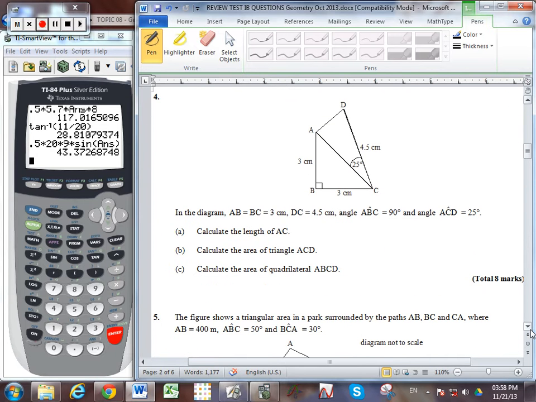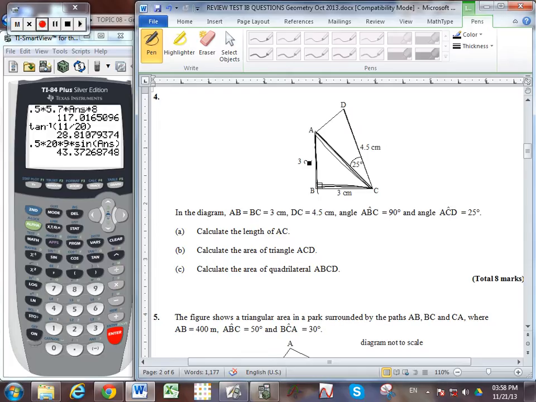Number 4. We've been given all of this information. Thankfully, it's all been put into a diagram for us. Let's start by calculating the length of AC. Now, AC belongs to a right triangle. So we're going to use either SOHCAHTOA or Pythagoras.